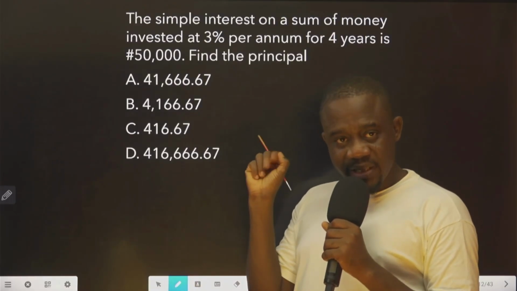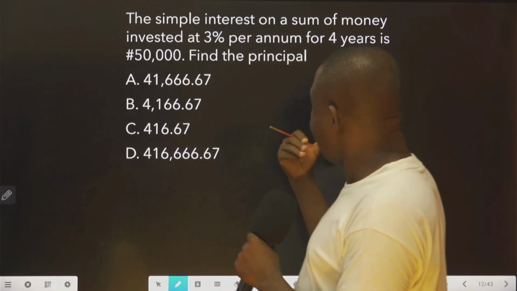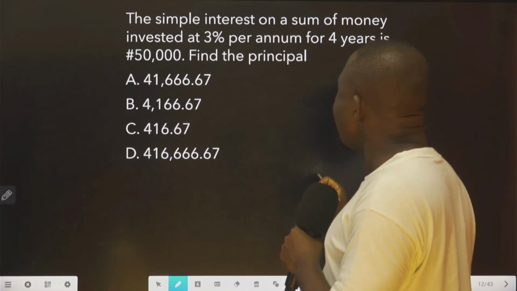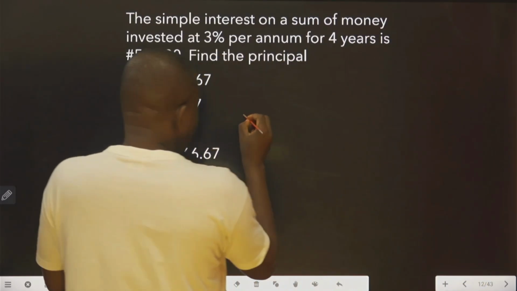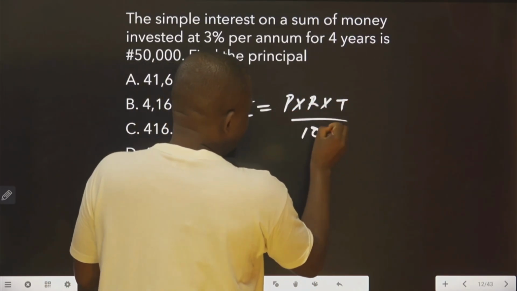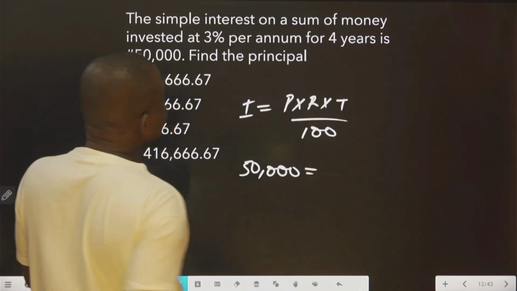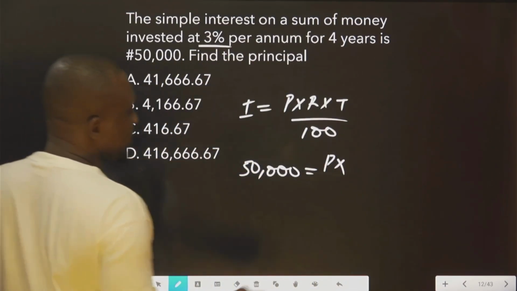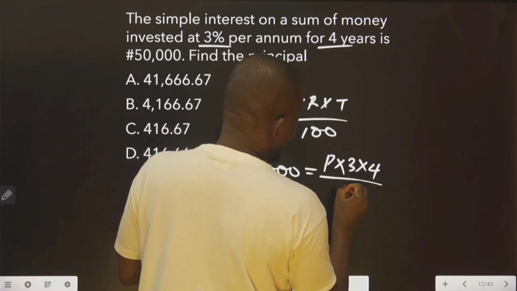Look at this question. Read it. Solve before you continue. This is a simple interest question. It says, the simple interest on a sum of money invested at 3% per annum for 4 years is 50,000 naira. Find the principal. Remember, interest is principal times rate times time over 100. We already know interest will be 50,000, according to the question. It says you find the principal. The rate was given to us as 3% annually. The time is this, 4 years, over 100.